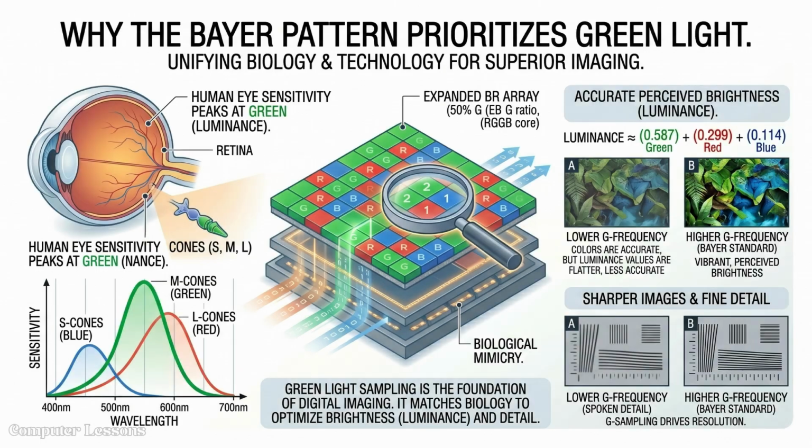Green is prioritized in the Bayer pattern because the human eye is most sensitive to green light. This sensitivity mimics our biological perception of luminance and detail in the natural environment. By sampling green more frequently, the sensor can produce sharper images with more accurate perceived brightness.